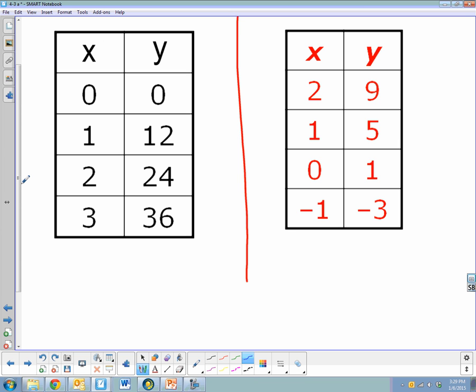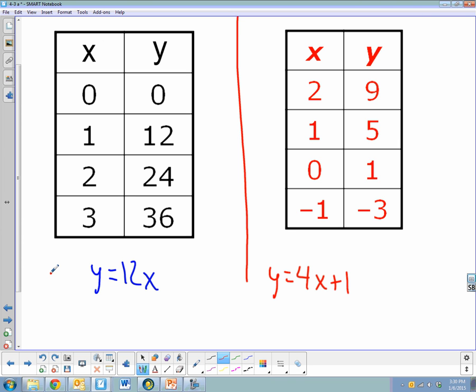The equation for this one is going to be y equals 12x. The equation for this one is going to be, oh shoot, now I've got to remember it. It's going to be y equals 4x plus 1. And so again, if you got those answers, great, you got it.